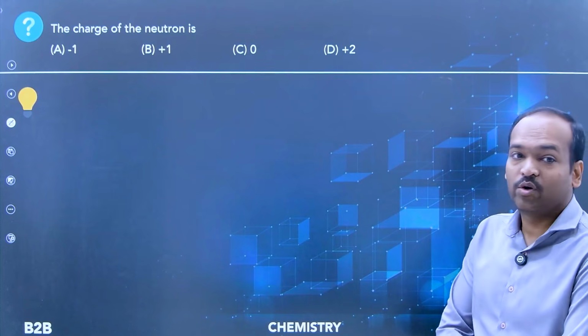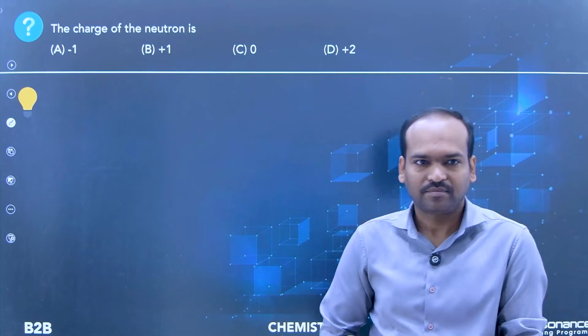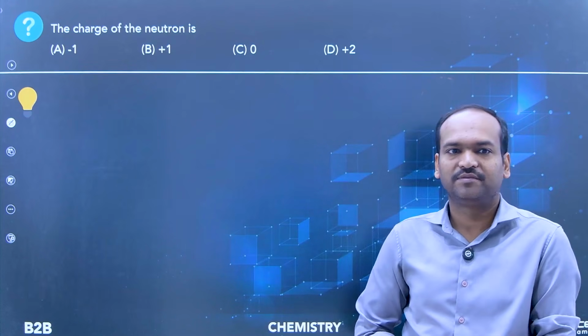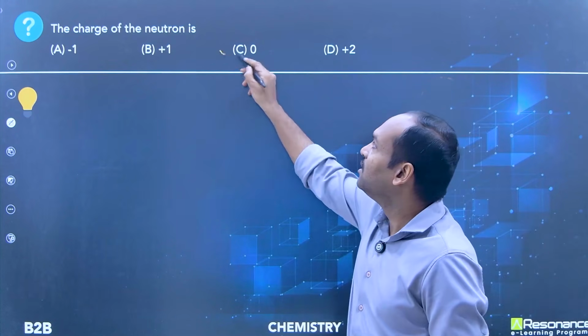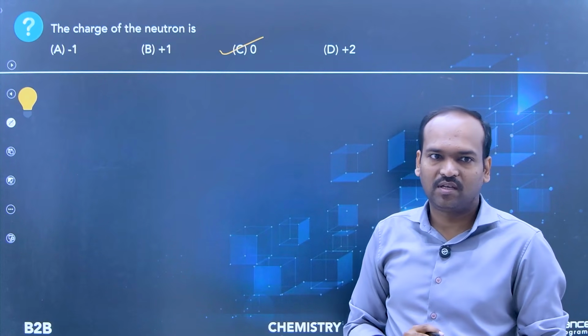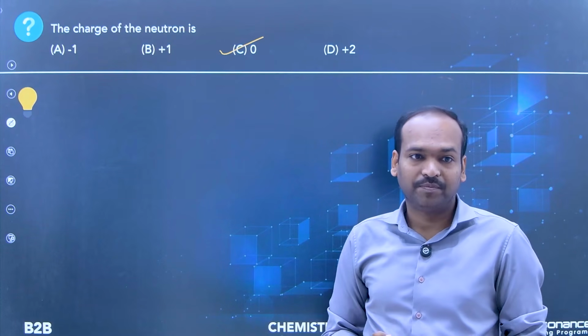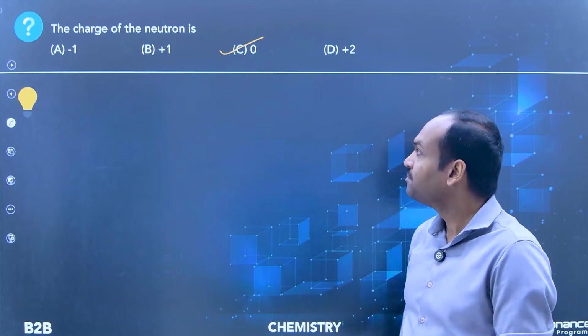Next, the charge of the neutron. Neutron charge is zero. There is no charge on a neutron. That's why it was discovered very late, in 1932, by nuclear reactions.